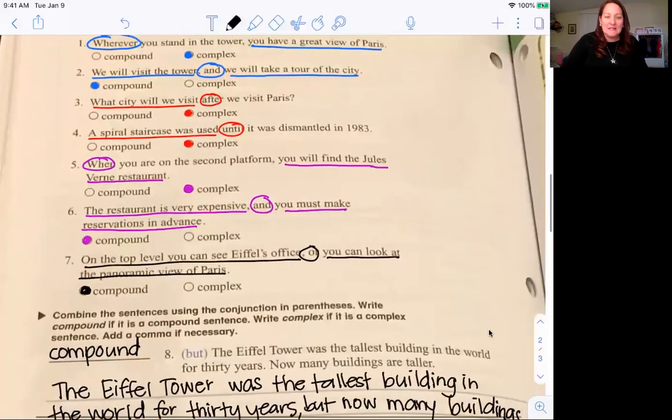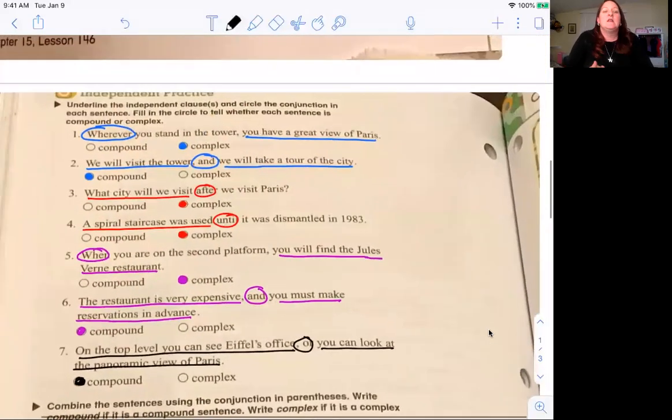Okay, I am back. Let me share my screen. There we go. Okay, let's look at here. So after you've done this, number one, it's the same directions. You're going to underline independent clauses. You're going to circle your subordinating conjunction. And then you're going to tell me if it's compound or complex. So number one, we have a dependent clause, wherever you stand in the tower, started with the subordinating conjunction whenever. And then we have an independent clause, you have a great view of Paris. So when you have a dependent clause and an independent clause, you have a complex sentence.